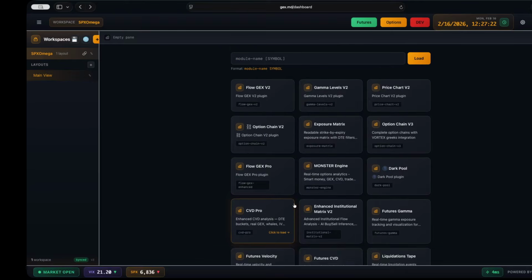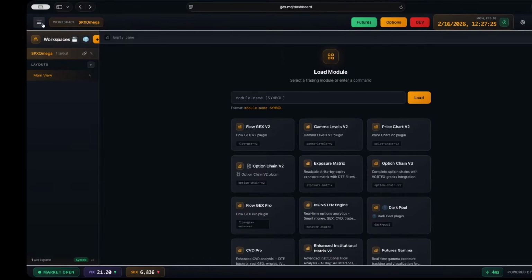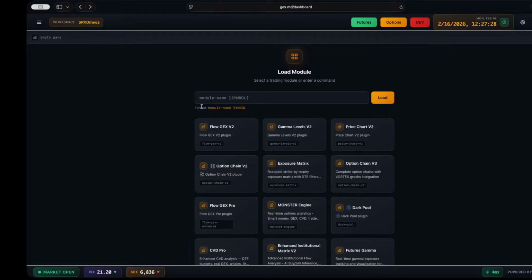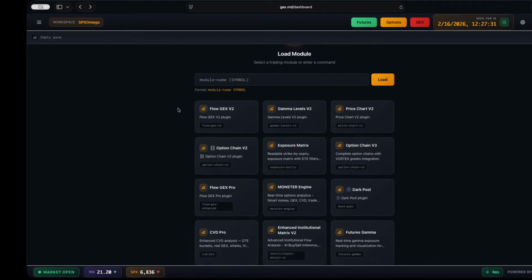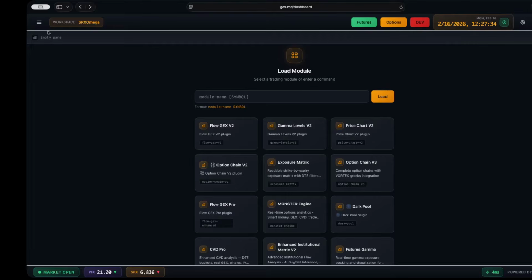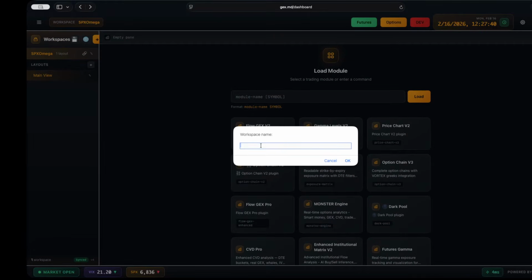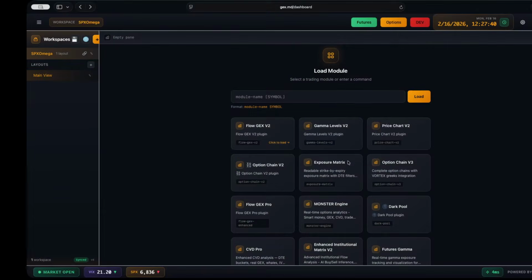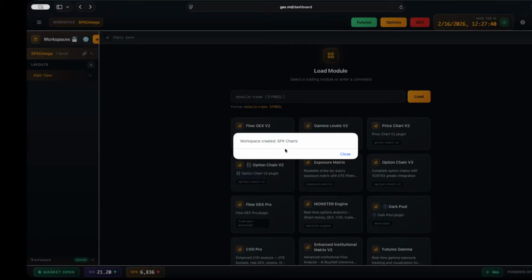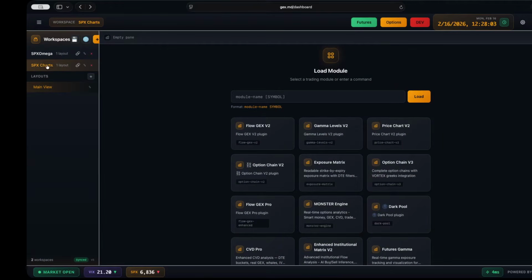So how are you going to use the system? The first time you open, you get this screen, depending on what you have. The better way to go, you click here on this hamburger, and then you can create your own workspace. You click on the plus, and then you put any name you want. Let's say I don't know, SPX charts. You put SPX charts, then click OK. Once you get that, you click close, and then you should get this right here.